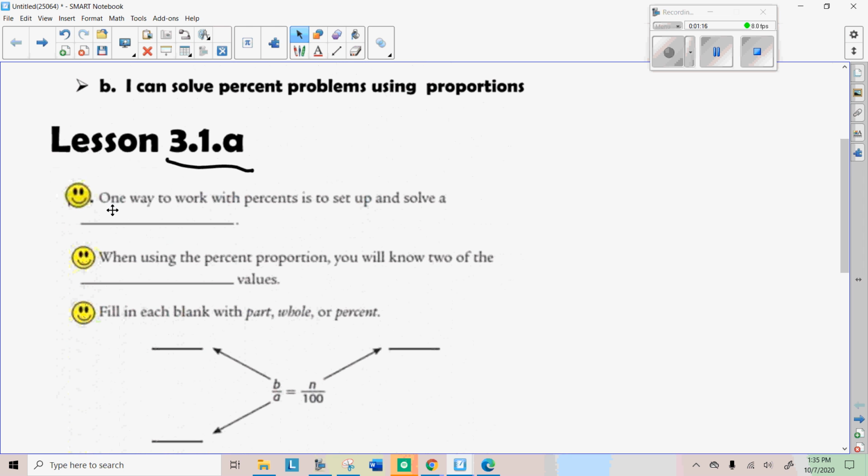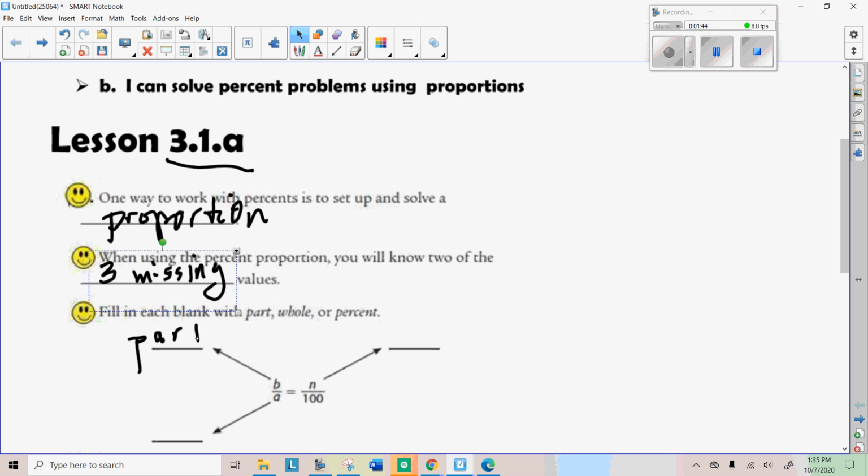One way to work with percents is to set up and solve a proportion. When using percent proportions, you will know two of the three missing values, because there's one value that's never missing, and that's the 100 at the bottom of the percent side. And so we're going to use these terms. You'll get used to them. The part, the whole, and the percent. So the percent is always going to go over 100.